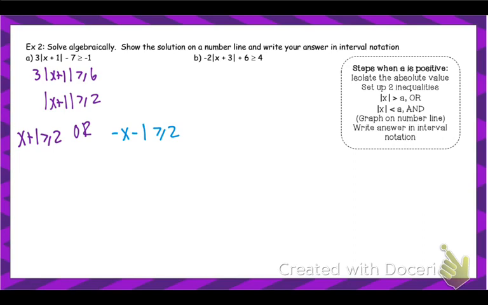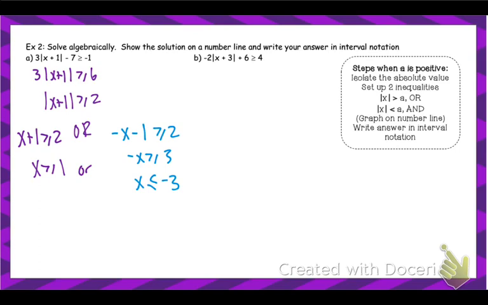Whatever method you go with, you've got to stick with it the whole time. That's really the important thing here. All right, so let's go ahead and finish solving this. So x is greater than or equal to 1, or I've got negative x is greater than or equal to 3, x is less than or equal to negative 3.